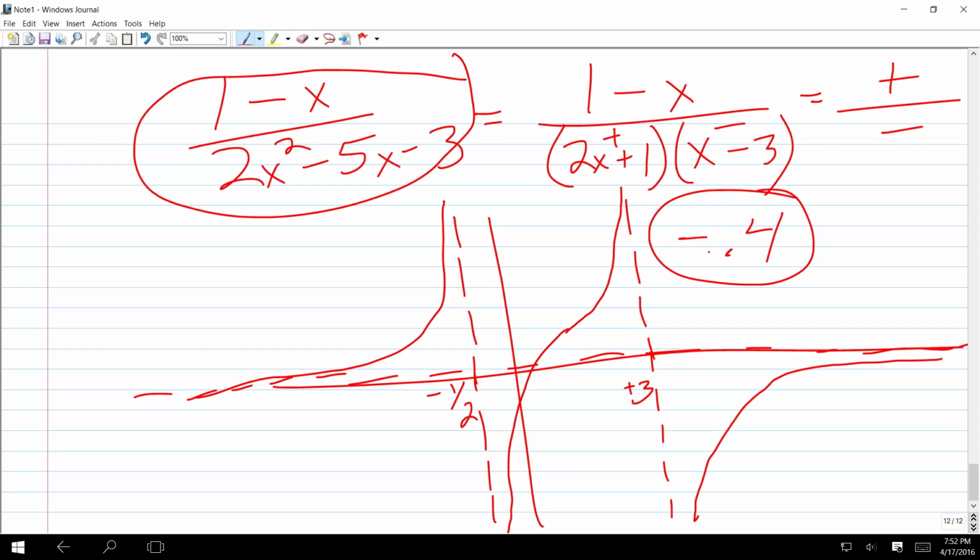Well, you can figure that out by plugging in a number slightly to the right if you want. If I plugged in 3.1, I would end up with a negative sign. If I plug in 2.9, I'm going to get a positive sign. Same way on minus 1/2. In other words, the other way to think about limits as you approach from one direction or the other is to plug in numbers that are slightly to the right and left of your important x values.